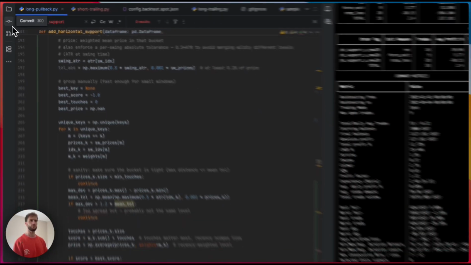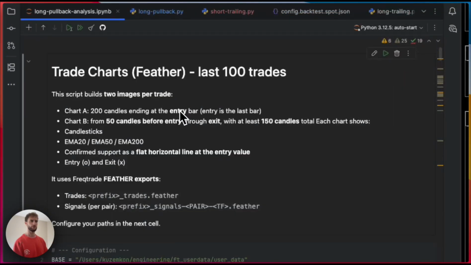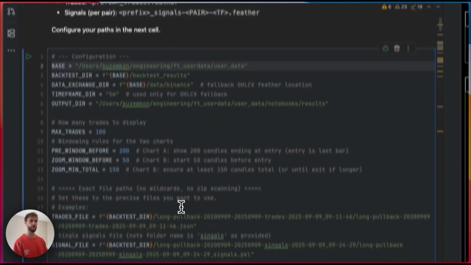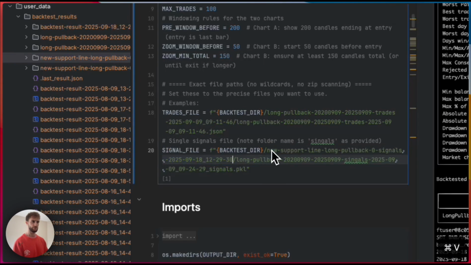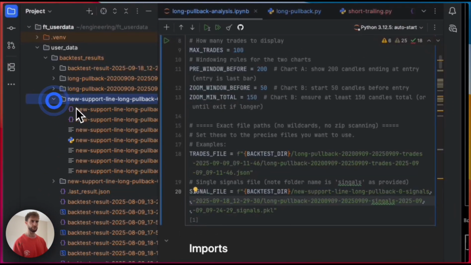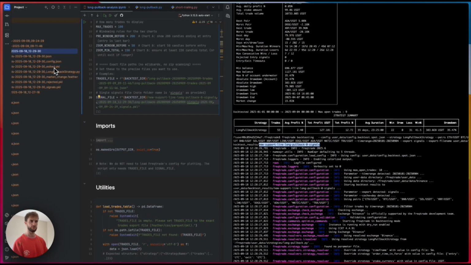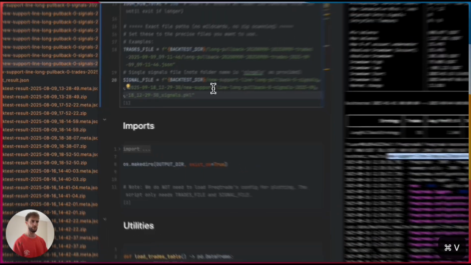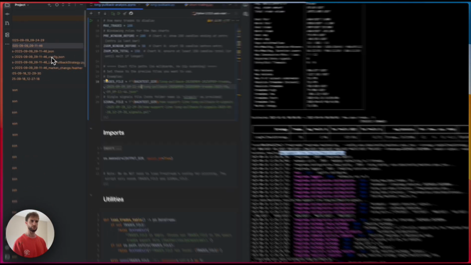Good. So now I will go to my notebook, and here I need to modify the path of the file. So the directory name of the signal file, and then we should find the signals pkl file here. I think it's exited signals. Here you go. Yes. Let's do the same for the trades. Could be just a plain JSON file.